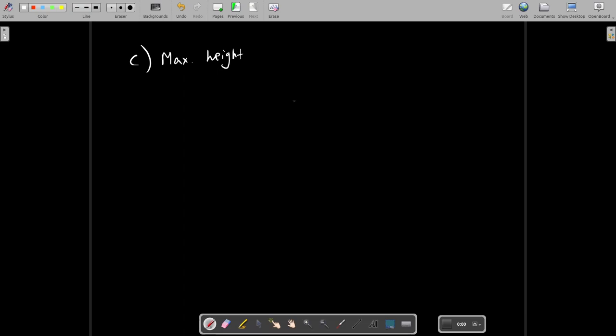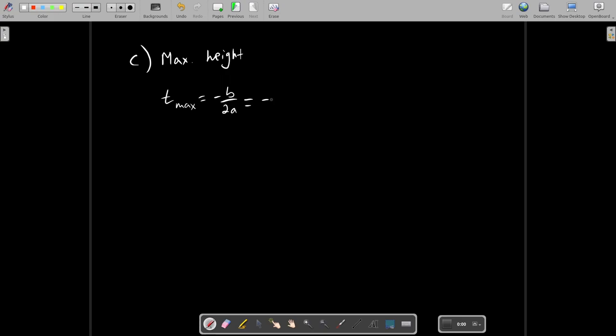Okay. The way we can find T max, the time it is when it's at the max height, is by minus B over 2A. And if you're interested to know how we get minus B over 2A, check out my video on that. That, in fact, comes from differential calculus. But that's a separate story anyway.